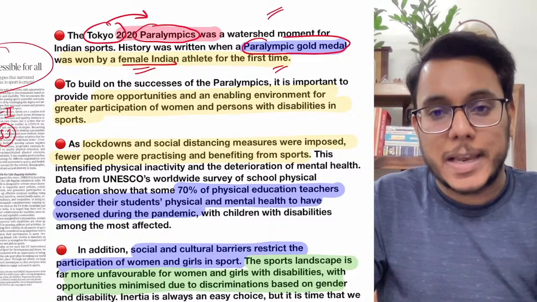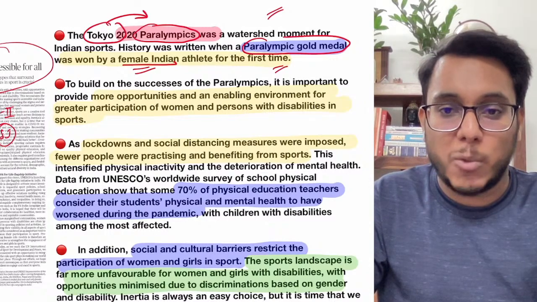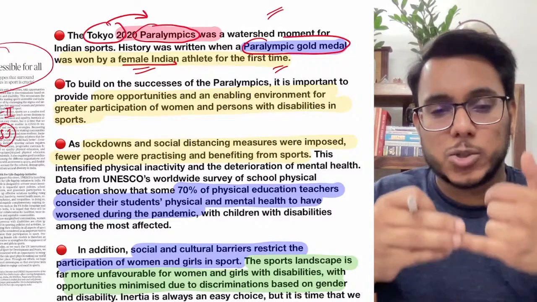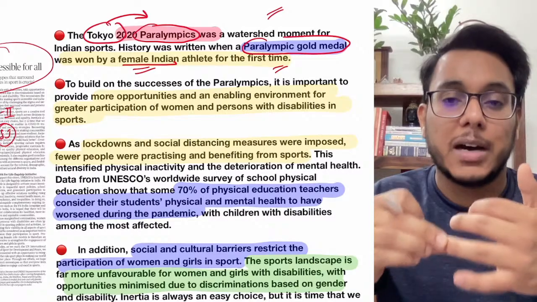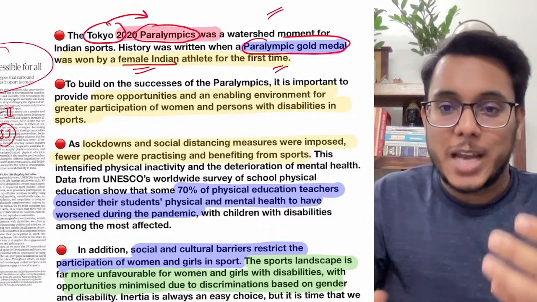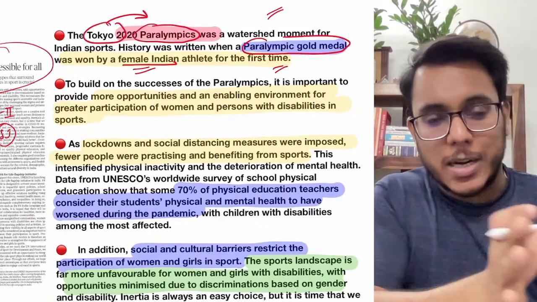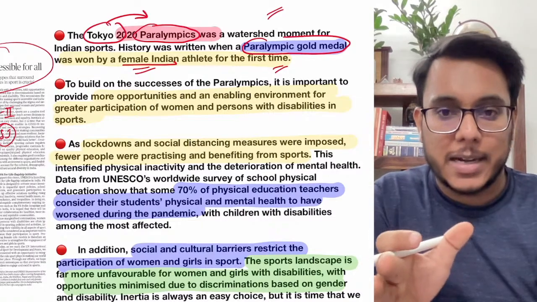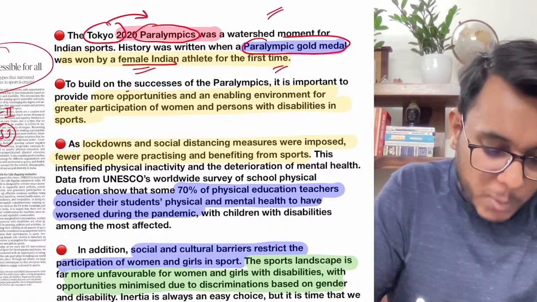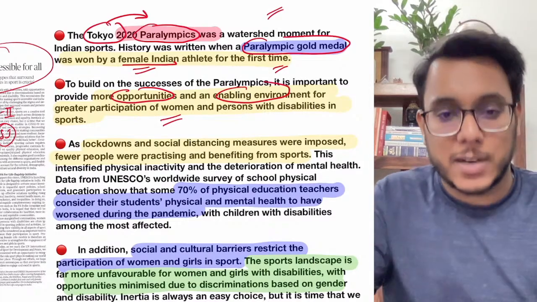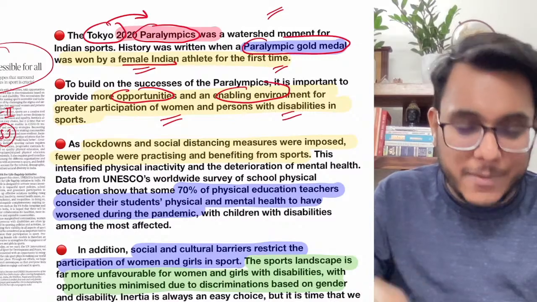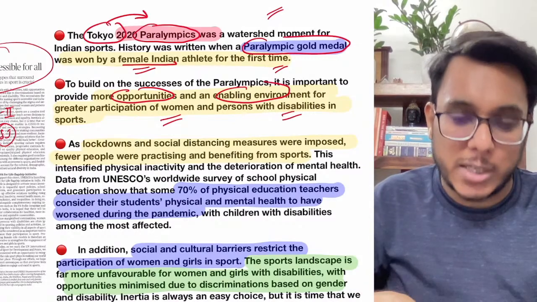Now this particular thing was an important moment. Why? Because it was the success of, number one, womanhood, and secondly it was the success of disabled people also. Now we need to continue this thing that has got started. We need to provide more and more opportunities as well as an enabling environment so that more women and more people with disabilities can participate in sports.